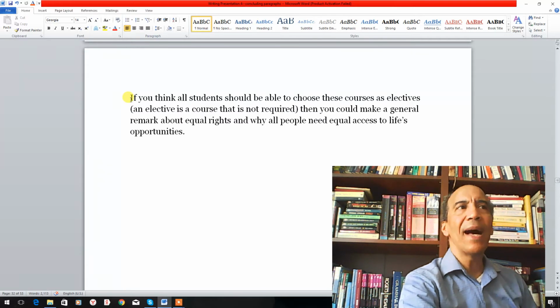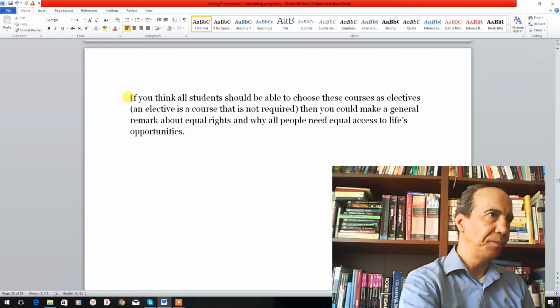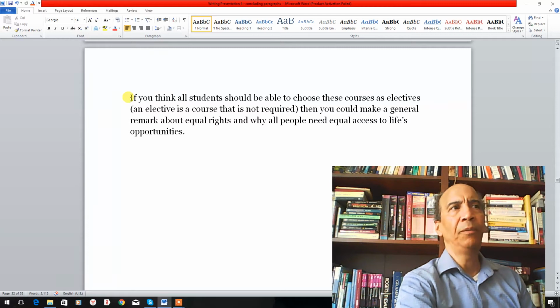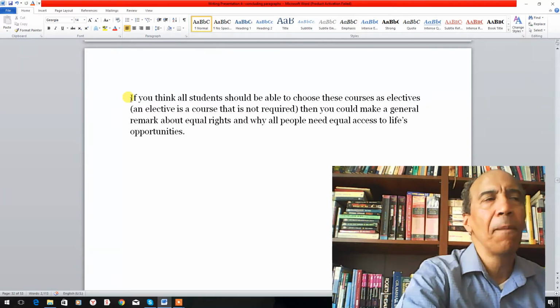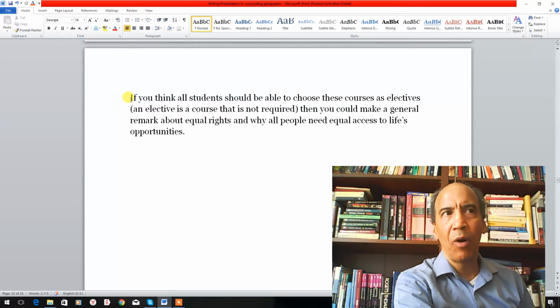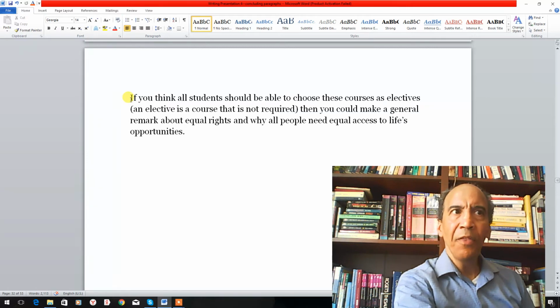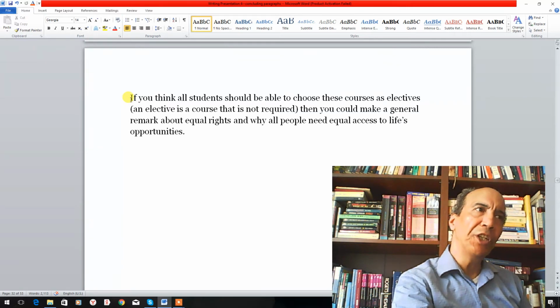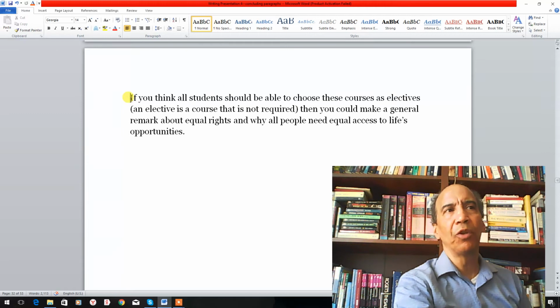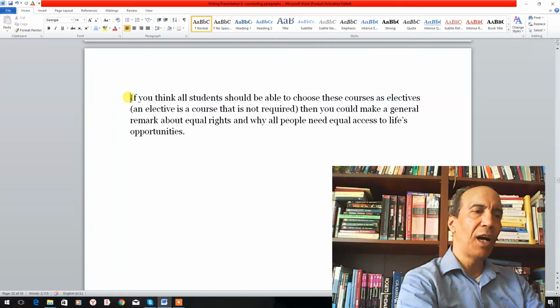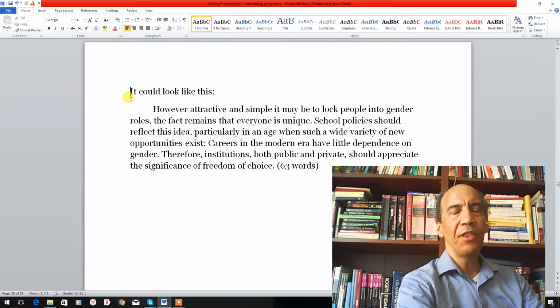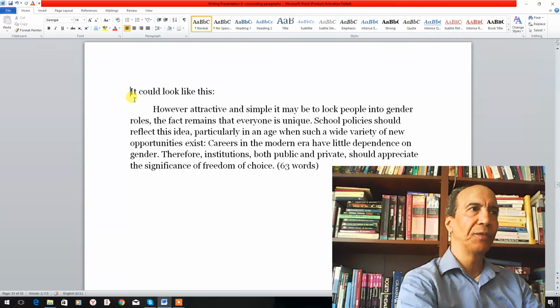Now, if you think all students should be able to choose these courses as electives, the word elective means not required, then you could make a general remark about equal rights and why all people need equal access to life's opportunities. And the last paragraph could look like this.